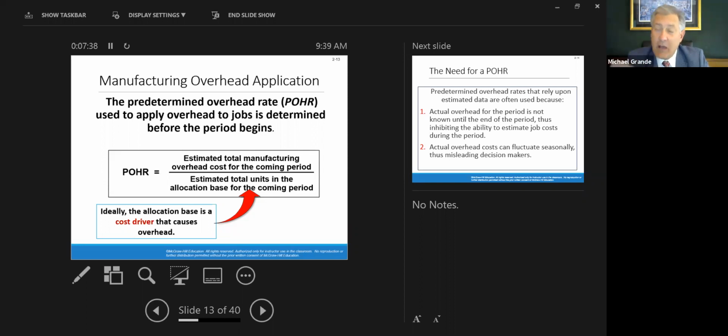Now, the denominator can be total estimated direct labor hours. It can be total estimated direct machine hours. It can be a lot of different things. So ideally, the allocation base is a cost driver that causes overhead. It really is dependent on what's going on in the factory.